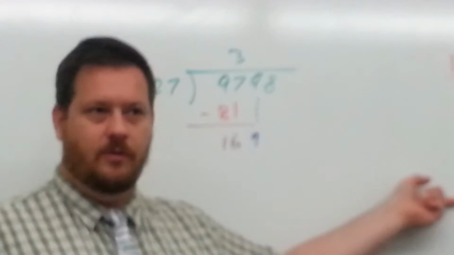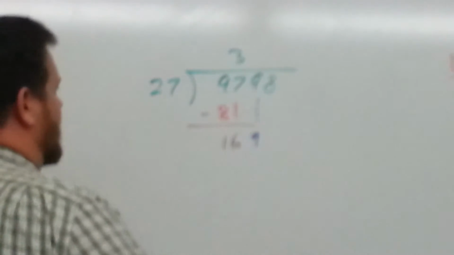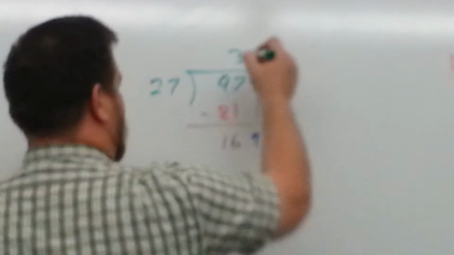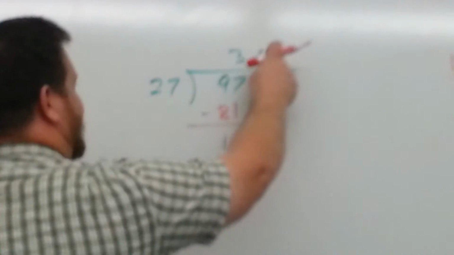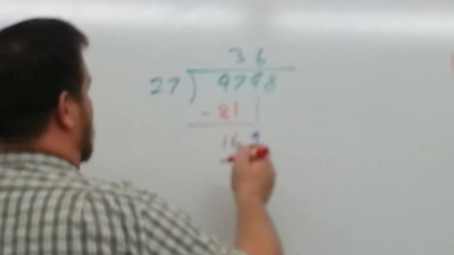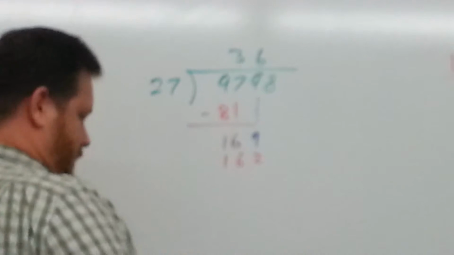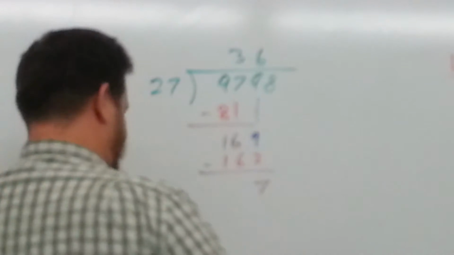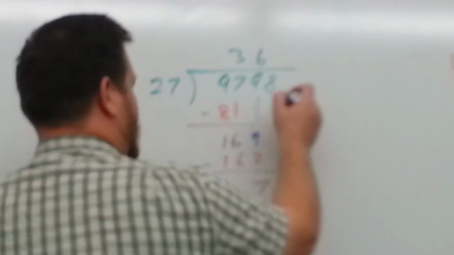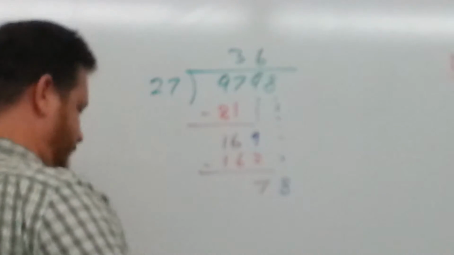I repeat back to here, right? So 27 goes into 169 6 times. And then the next step is to multiply. So I write a 6 up here, and 6 times 27 is 162. And then my next step is to subtract again, which is 7. And then I bring down the next digit, 8. And I do it again.